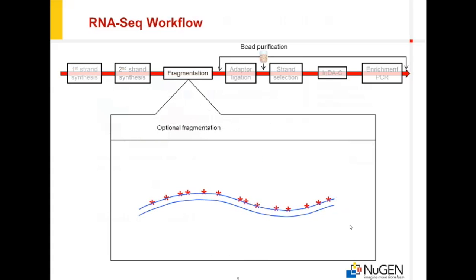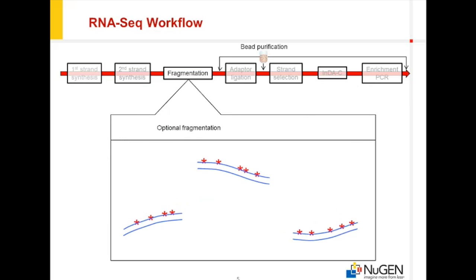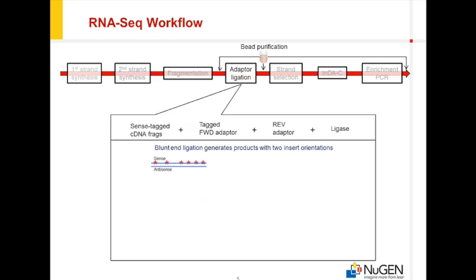There is an optional fragmentation step. We recommend the use of mechanical fragmentation using a Covaris instrument or an equivalent. It's optional because you can implement this workflow in an automated fashion where fragmentation is not required. After the fragmentation step, we have molecules that are now double-stranded. And then we carry out the adaptor ligation to place adapters on that will allow for cluster formation and sequencing on Illumina platforms.